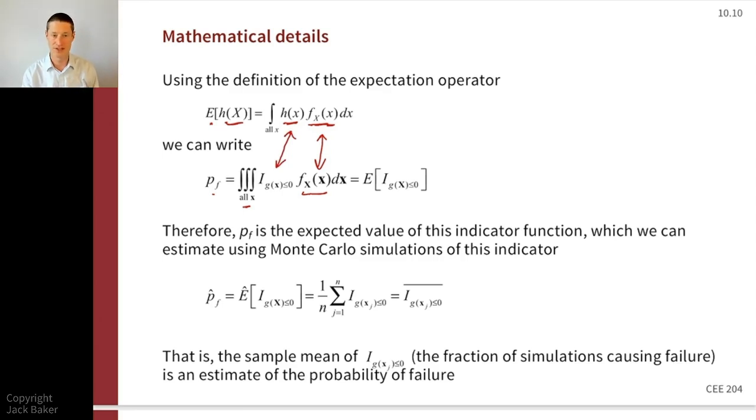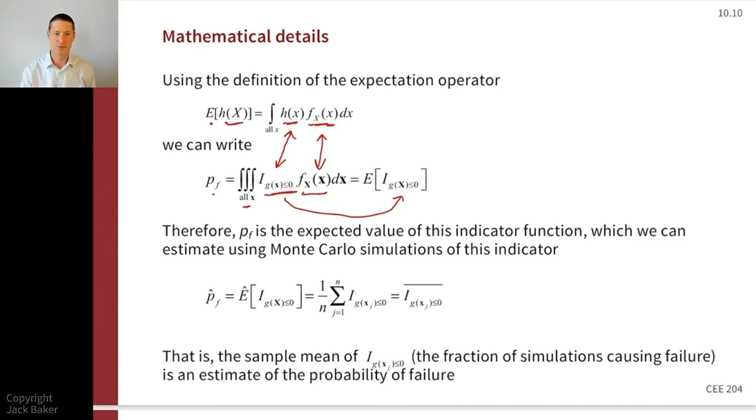So h of x was just some function. You put in an x and it gives you out an answer depending on that function. So that's what happens here. We plug in an x, and depending on whether that x causes a failure or not, this indicator function evaluates to a 1 or a 0. So this integral, just by comparing it to the top line, we can see that's equal to the expected value of this function. So it's the expected value of this indicator function, right? I'm just doing an expectation operation here, mathematically.